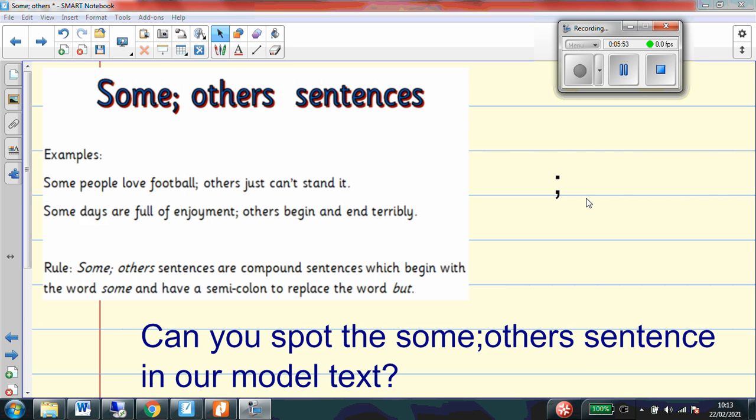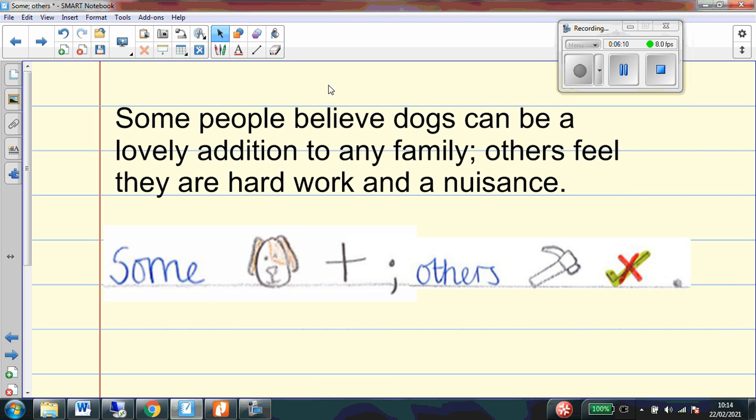Okay, can you have a look at our model text for me now and see if you can spot my some others sentence in there? Pause the video here for me. Well done if you spotted this sentence, which was my some others sentence. And of course, it's got that semicolon in between.